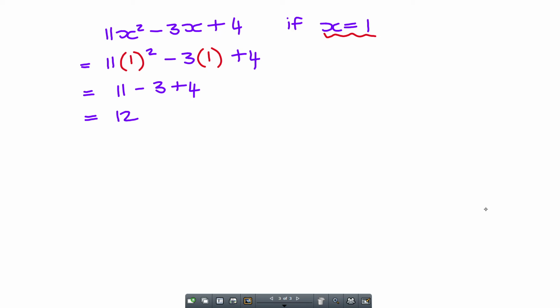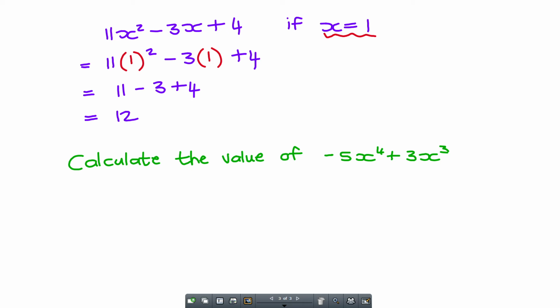Right. You guys want to do one on your own? Calculate the value of, and I'm again going to use 1. Okay, right. Try that one on your own quickly.